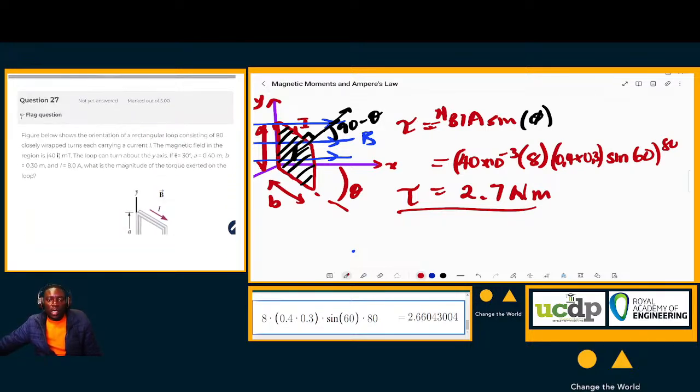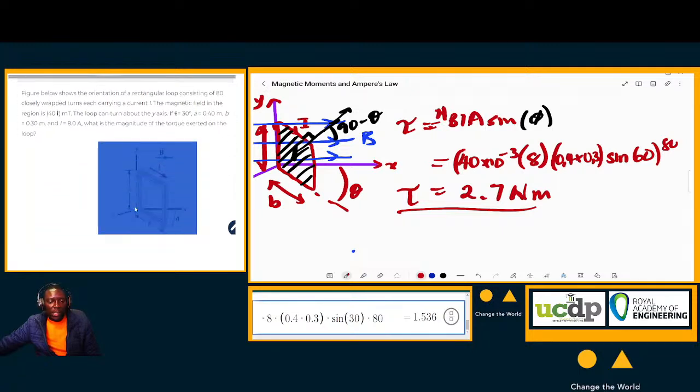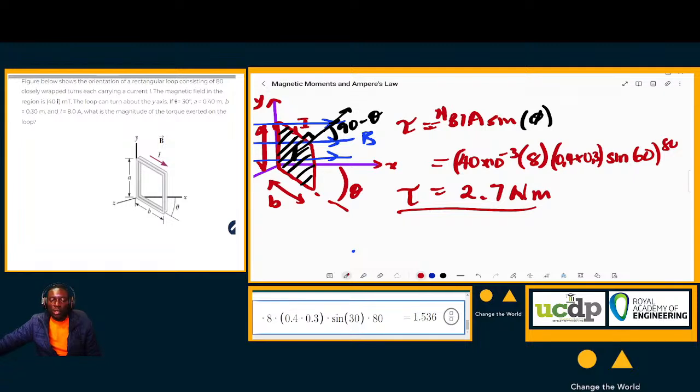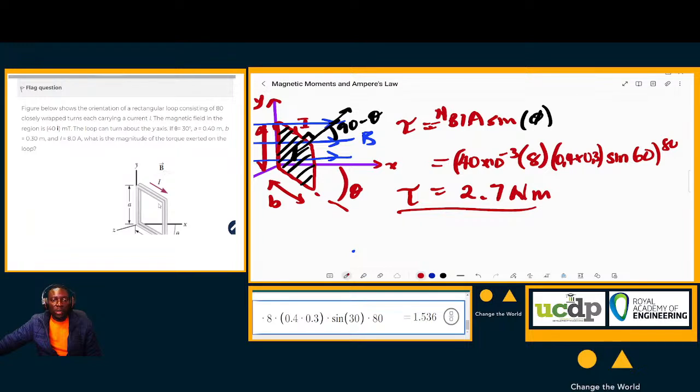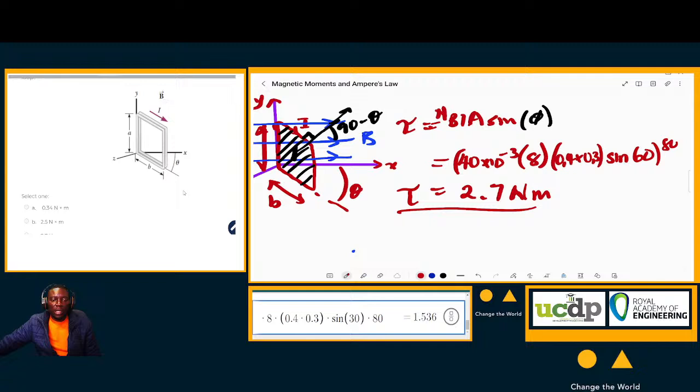So we're given the angle there. If you check, I'm sure that would be a distractor. If we use 30 instead of 60, we've got 1.536. I'm sure they would put 1.5 there. So already you have to know what your angle theta should be based on. In this case, theta is the angle lying between the area vector and the magnetic field. So our theta should be the angle normal to the loop.